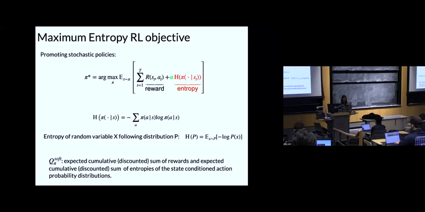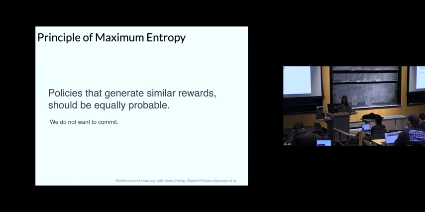I mean, we did a big step here. We added a whole new term in our objective. So the principle of maximum entropy is essentially that policies that generate similar rewards should be equally probable. I don't want to commit to one over the other. This is exactly what we said earlier. I want to know all possible ways of accomplishing a task.